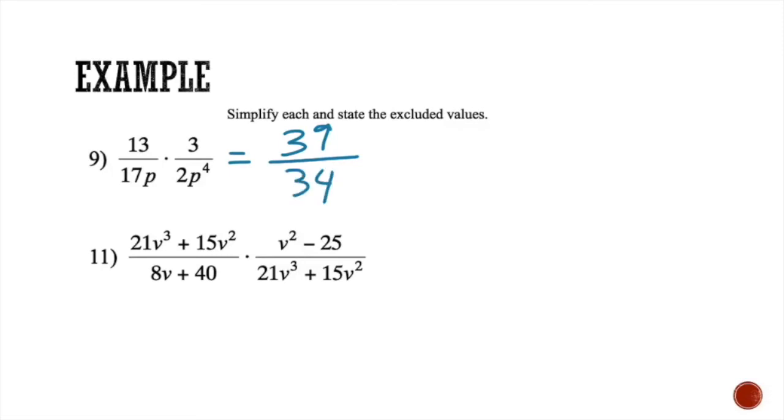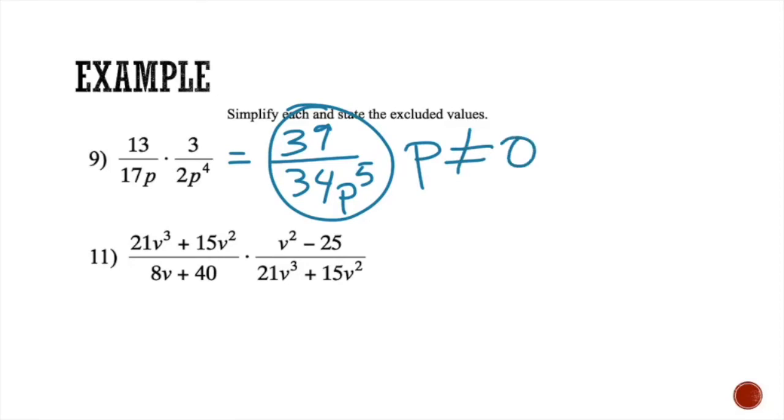What about our p's? p to the 5th. Yes. All right, now we also have excluded values on this. So for our excluded values, we're going to have to look at all the denominators. There are two denominators here. The first one, 17p. What can this p not be so that everything would turn into a 0? What about the second one? 0. So we only have to write it once. So p cannot equal 0. You don't have to put 0, comma 0, just 0.